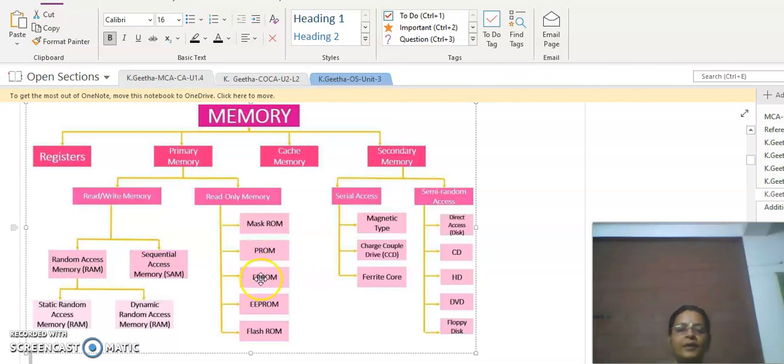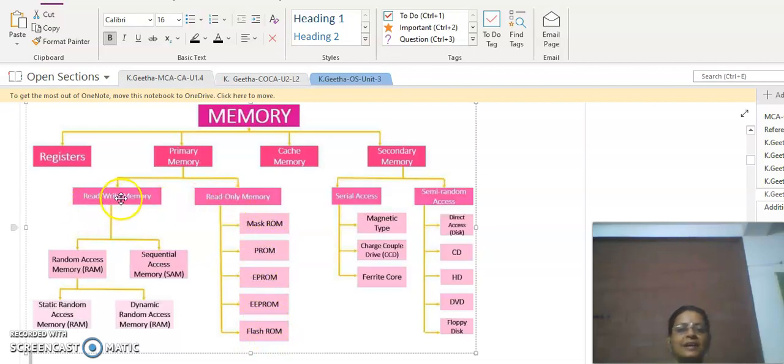And how are we going to erase? If we use electrical signals for erasing, then it is called electrically erasable programmable read-only memory. And we also have one read-only memory which is called a flash ROM. So these are the different types of ROM available under the category read-only.